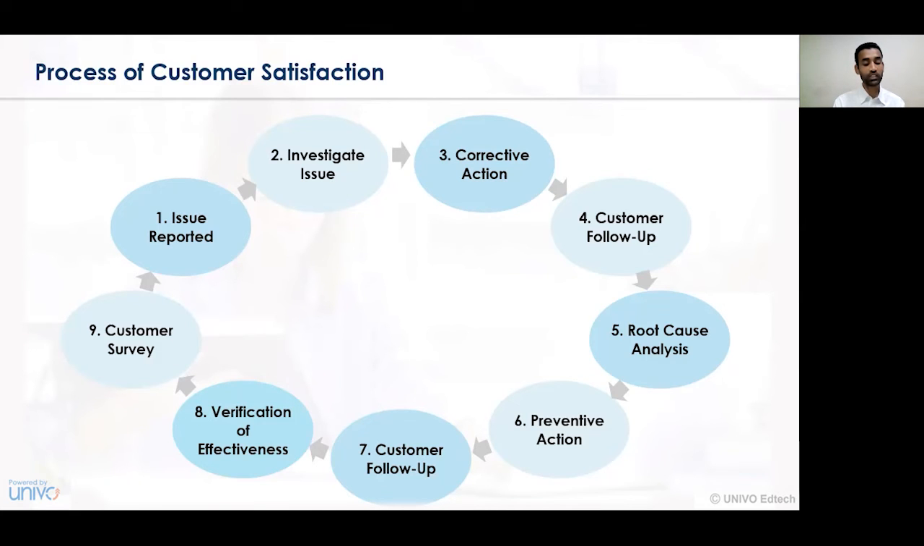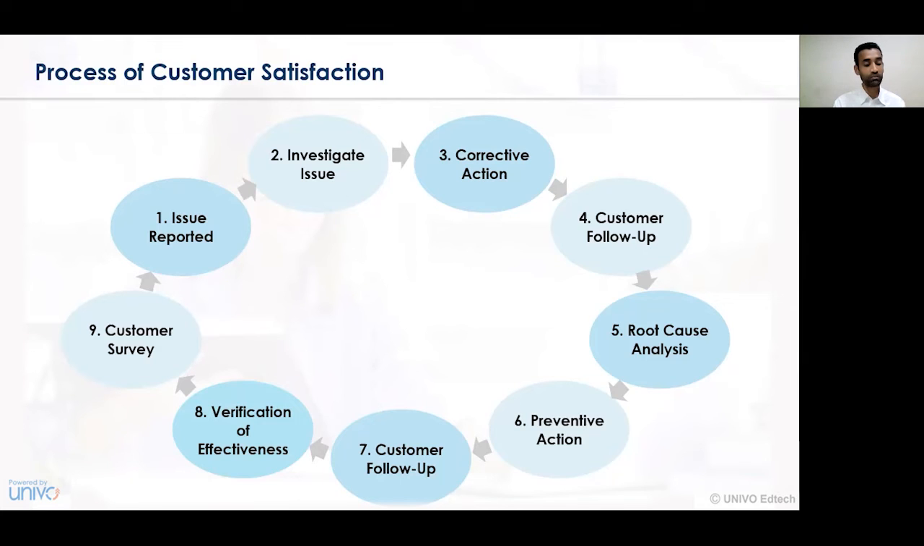The seventh step that needs to be considered is customer follow-up. In this step, again, we need to approach the customer, then identify what measures we have undertaken and how those measures will be helpful for the organization and for the customers in the long run.